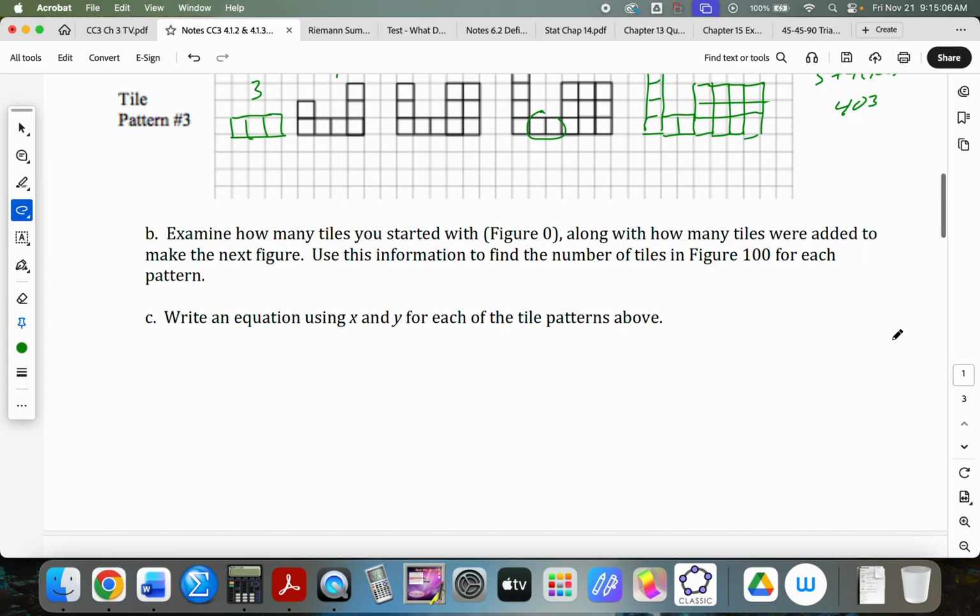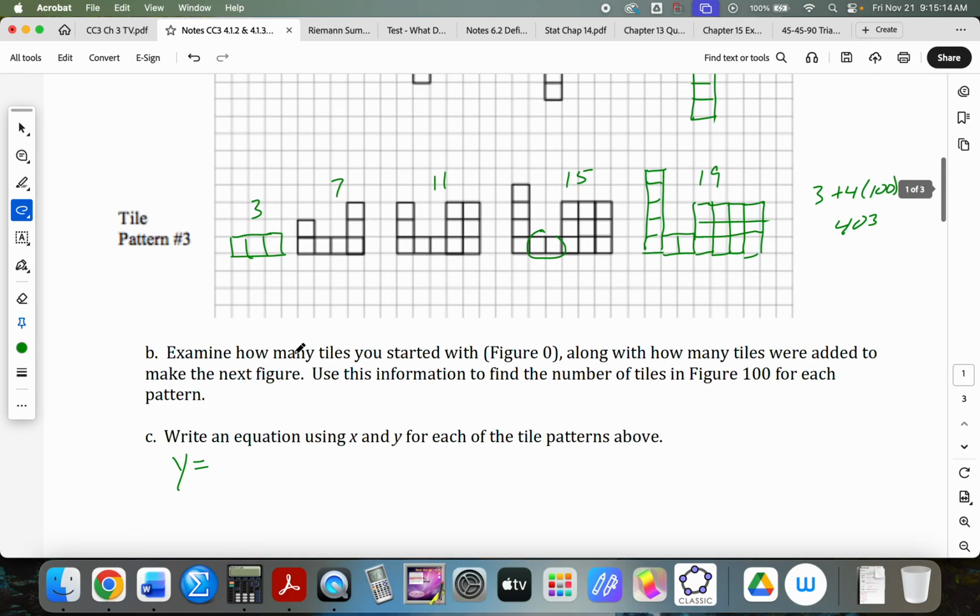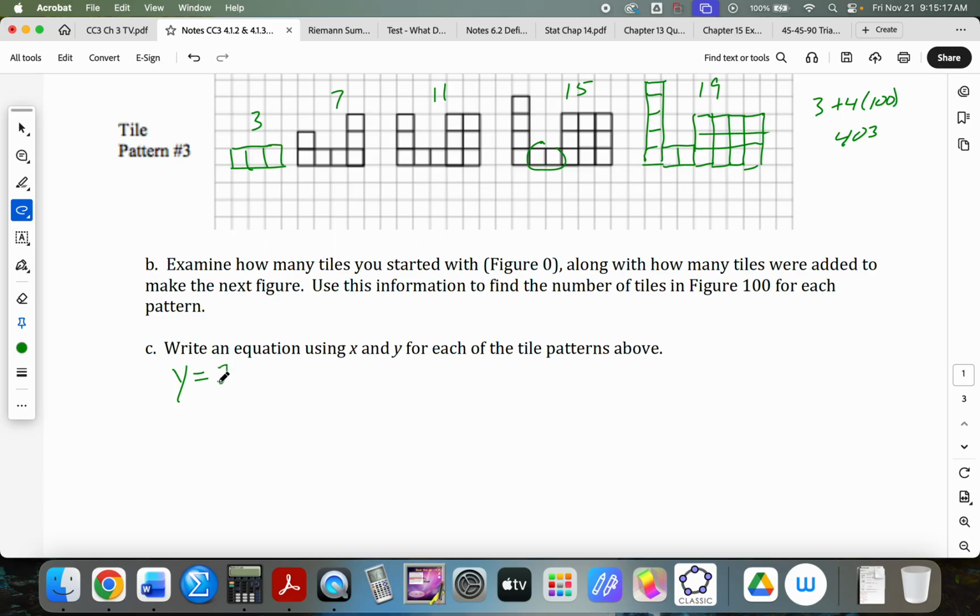So now let's write an equation. So for the first one, what are we starting with? 2. And we're adding on 4 x times, where x is the tile number, or the figure number, excuse me. So this is for number 1. For number 2, we'll have y is equal to, what are you starting with at figure 0? 1, and you're adding on 4 for every additional figure.